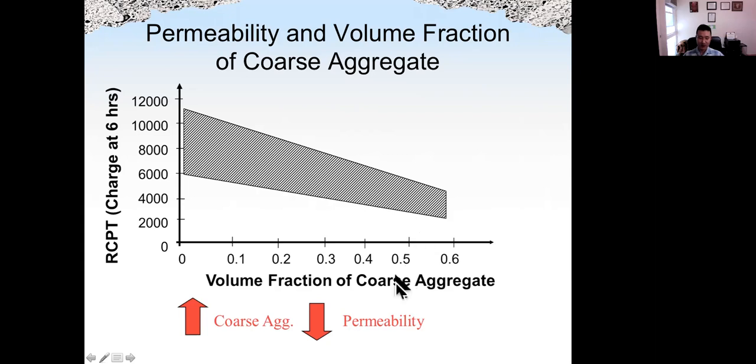Okay. The reason for that is, when we increase the amount of coarse aggregate, we also increase the amount of ITZ, which is the interfacial transition zone. So ITZ is the weak point in concrete. So the more aggregate we put in concrete, we have more ITZ. So that makes the concrete more permeable. Okay, so with increased coarse aggregate content, the permeability of concrete will be higher.